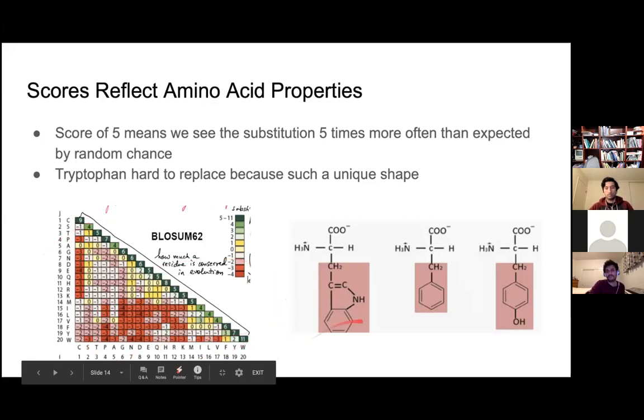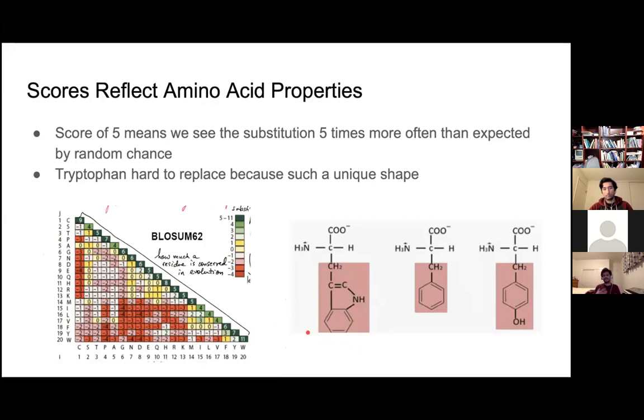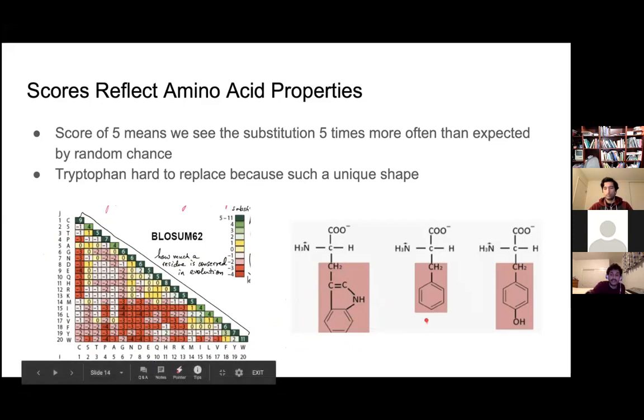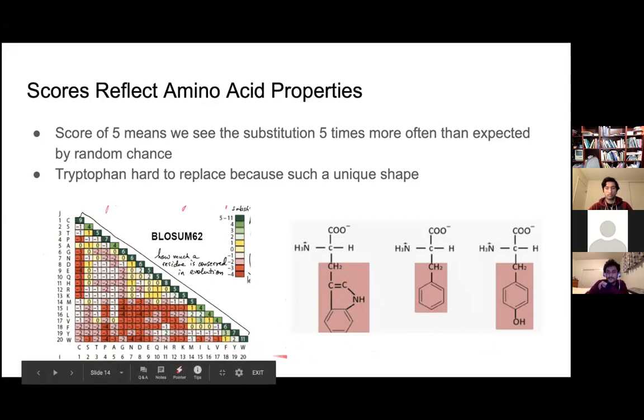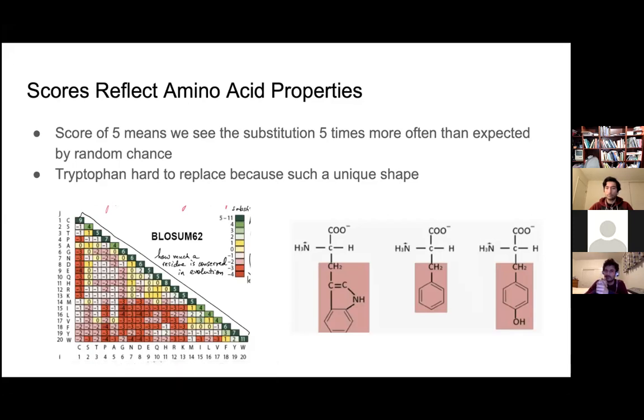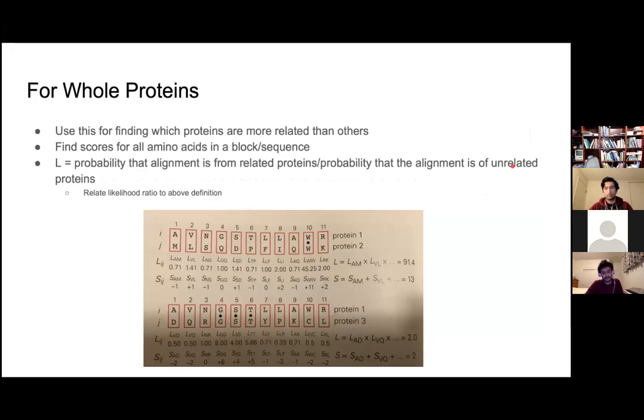Why is that? Because tryptophan has a really unique shape. It has a 2-ring structure, as you can see here. And there's no other amino acid that really looks like it. So if it's present in a protein, it's kind of the only one that can do that job. Now, tyrosine and phenylalanine do have ring structures that look somewhat similar, and you can see that reflected here. Compared to all the other amino acids, phenylalanine and tyrosine have higher scores, but compared to the score of 11 for a tryptophan substitution, it is pretty low. So just make sure you can understand, if you calculate a score, how does that relate to amino acid shape and other properties?